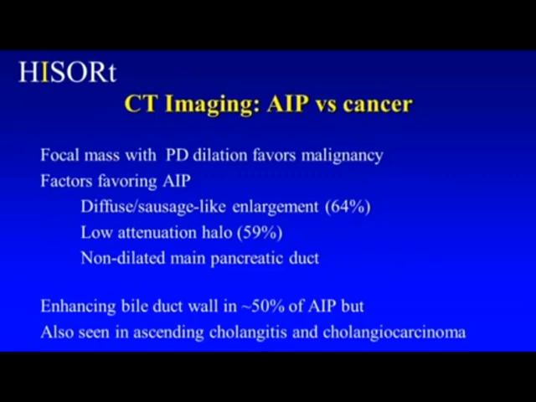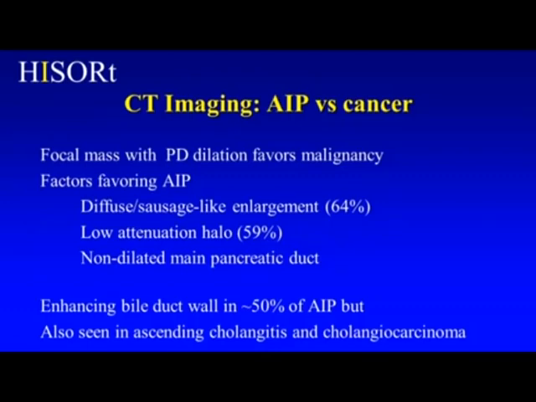So how do we tell whether something's malignant or benign? And this is really one of the crucial aspects of this talk. It's extremely important when you're thinking about the possibility of autoimmune pancreatitis to make sure that you have excluded the presence of malignancy and make sure that you've discussed this with your patient. The finding of a focal mass with pancreatic duct dilation strongly favors malignancy, and you should have a very, very high degree of clinical suspicion for malignancy in that setting.